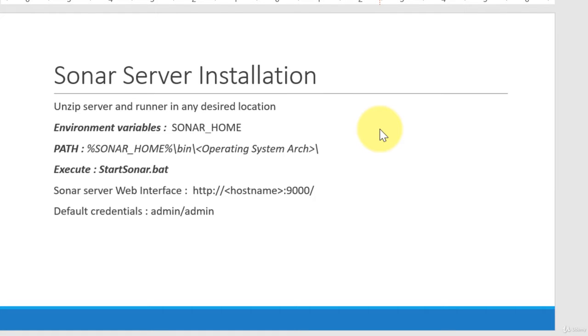Installation of the Sonar server is as simple as unzipping the file and executing the start sonar executable within the folder specific to the operating system we are operating on. Once the server gets started, by default it runs on port 9000. So we can provide the host name and the port, provide the default credentials and access the web UI.